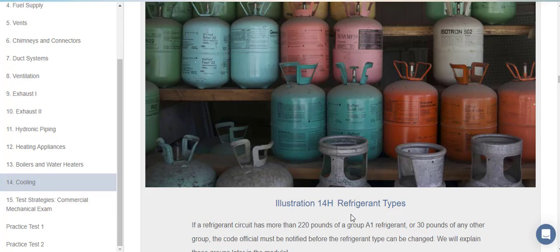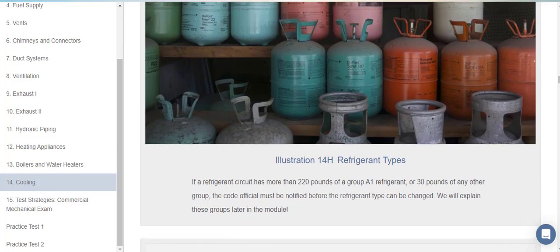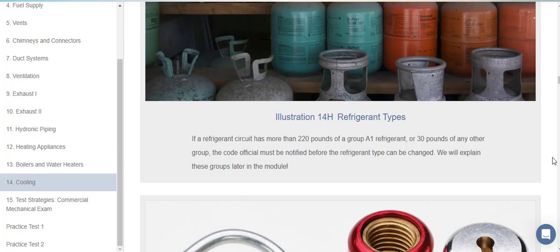Illustration 14H, refrigerant types. If a refrigerant circuit has more than 220 pounds of Group A1 refrigerant or 30 pounds of any other group, the code official must be notified before the refrigerant type can be changed. We will explain these groups later in this module.